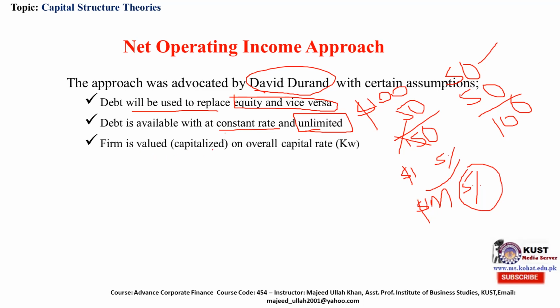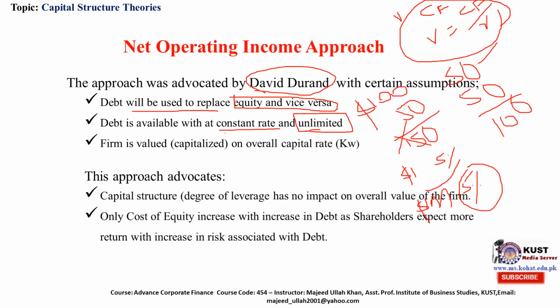The firm is valued or capitalized on the overall cost of capital. Basically, capitalization means you will have a rate and you will have a cash flow. So if this cash flow is forever, your value or capitalization will be equal to your cash flow divided by your required rate of return. Cash flow divided by rate. This is basically the formula from the fundamental or basic financial management course. This approach says that capital structure, the degree of leverage, has no impact on the overall value of the firm. Only the cost of equity increases with increases in debt, as shareholders expect more return with the increased risk associated with the debt.